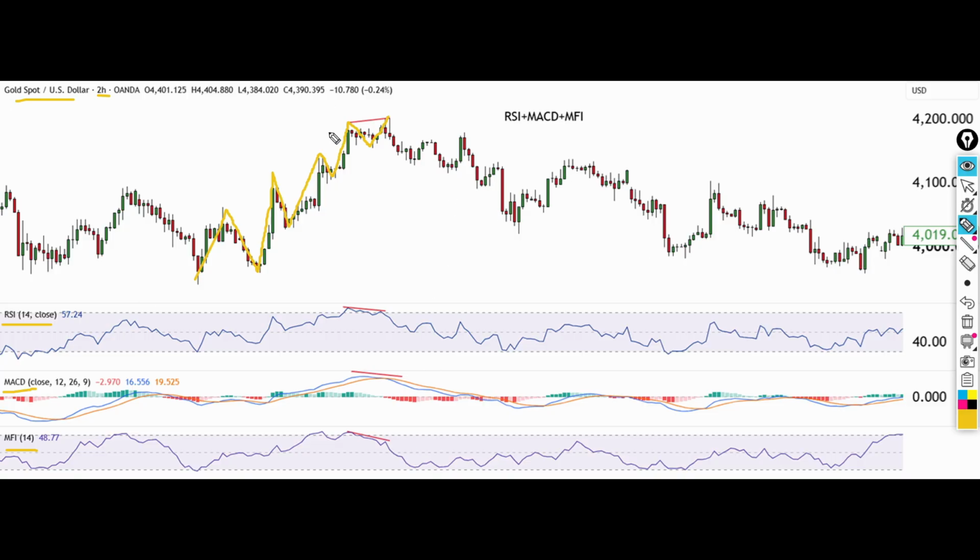Now, how to enter into the market? This is very important. If you consider this particular movement, this is the swing low of the market, and this is the swing high of the market. I'm marking here the swing high of the market. We can call this area a supply zone. Here we can see there is a potential reversal pattern.